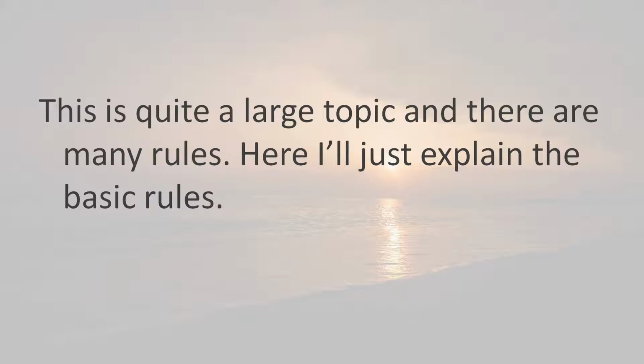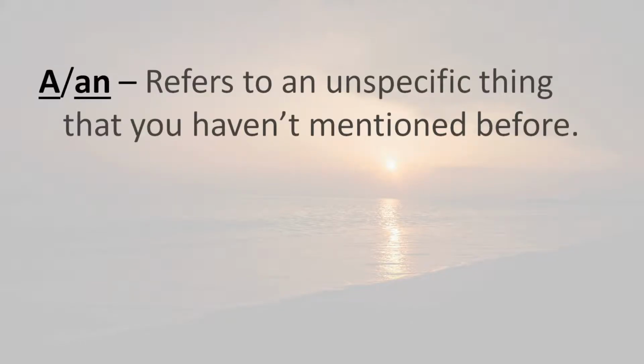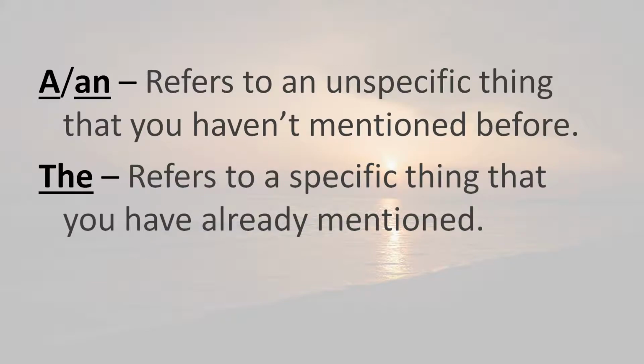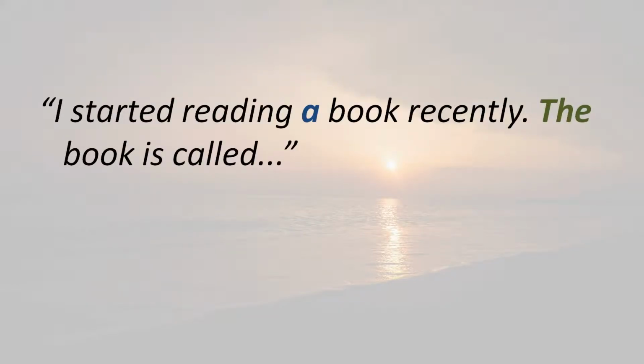Articles. This is quite a large topic and there are many rules. Here I'll just explain the basic rules. A refers to an unspecific thing that you haven't mentioned before. The refers to a specific thing that you have already mentioned. But when we talk about a specific thing for the first time, we use a at first. I started reading a book recently.